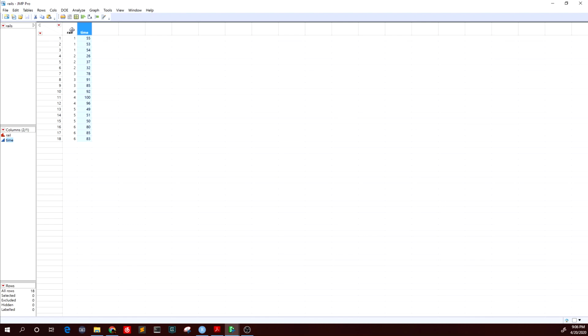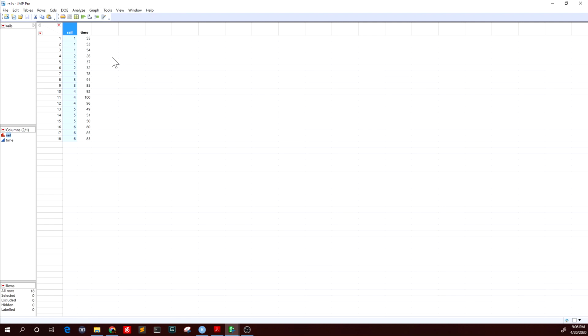So the time is just the excessive travel time of the mechanical wave in the rails. And for rail 1, we have 3 measurements, 55, 53, and 54. And these 3 belong to the first group indicated by the rail factor. Okay, same for the others.